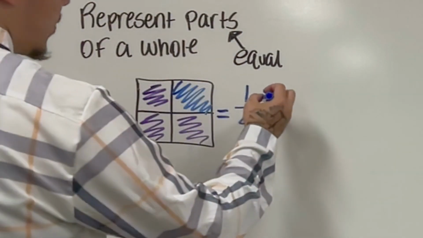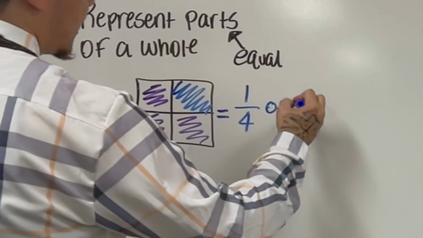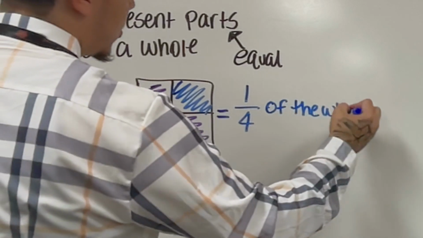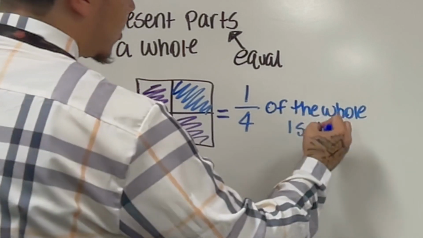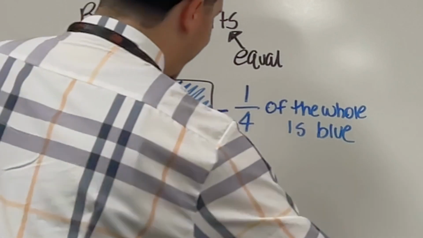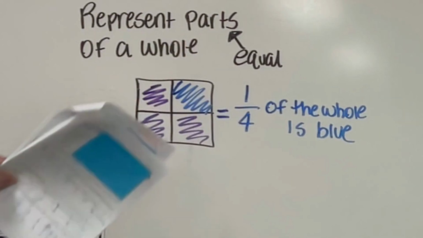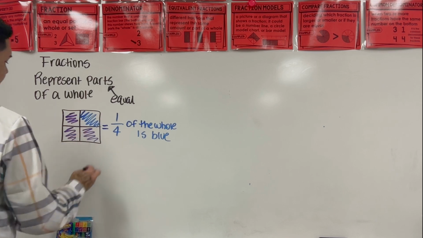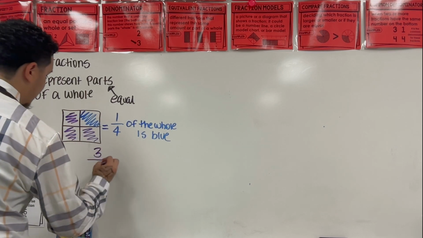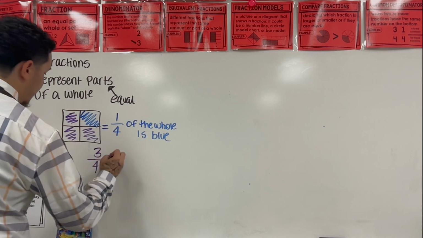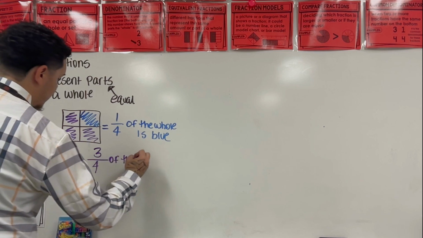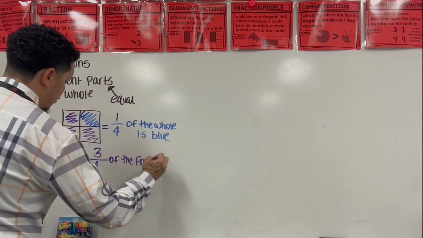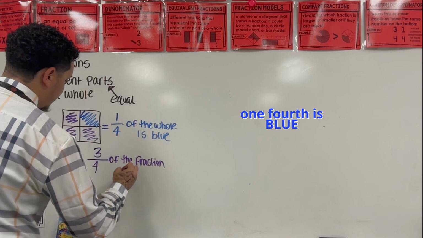Now, this is 1/4 of the whole that is blue. What if I asked you to represent the fraction of the purple parts? You would say 1, 2, 3, so 3/4 of the fraction is purple.